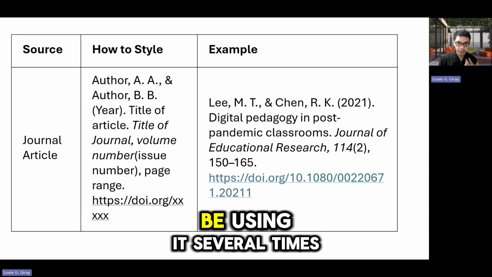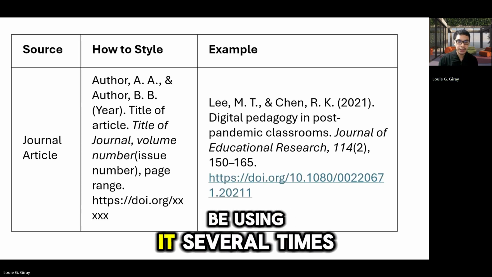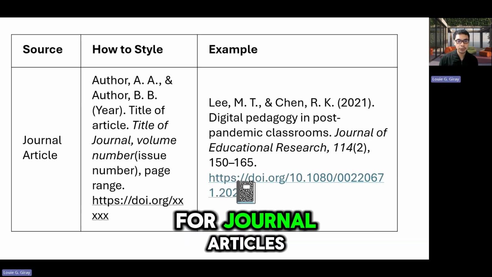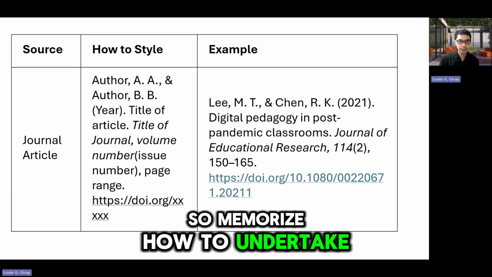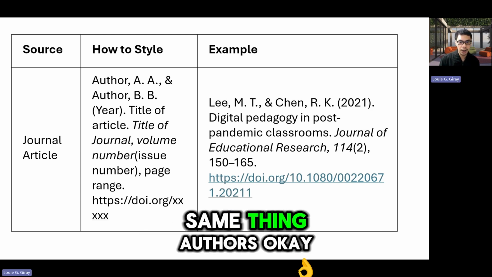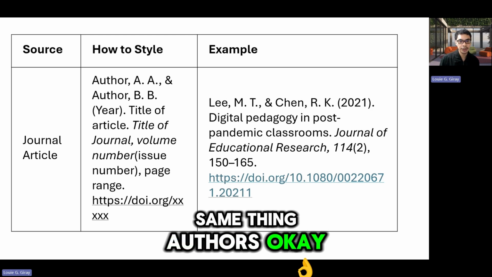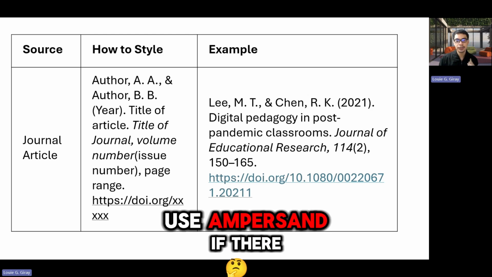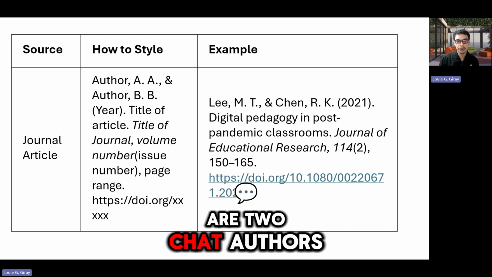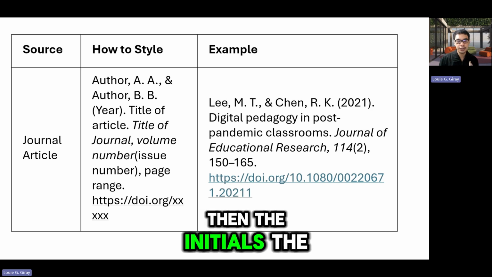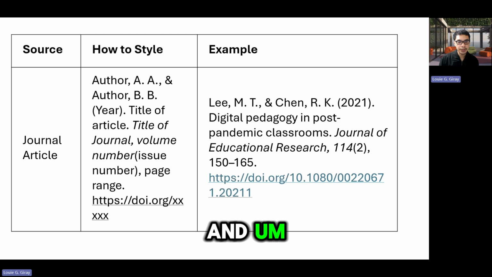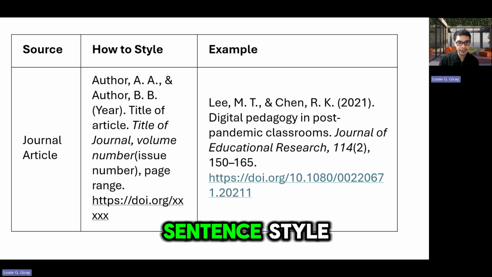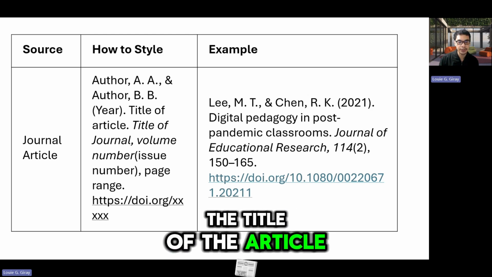This one, you're going to be using several times for journal articles. So memorize how to undertake this one. Same thing, authors, okay, use ampersand if there are two authors, then the initials, the year inside the parentheses, and there you put in sentence style the title of the article.